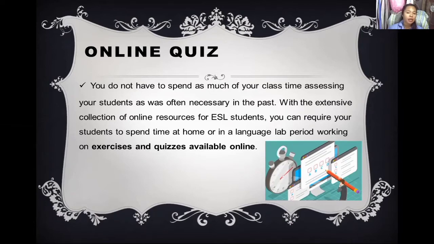remember some topics that you have discussed, or maybe it can be knowledgeable for the whole week, for the whole semester, for the whole quarter that you have discussed. And also it can give students time to spend at their home, and also in their places where they are comfortable to work, and also to answer the exercise or the quizzes available online. Well, of course, as a teacher, you should evaluate it.